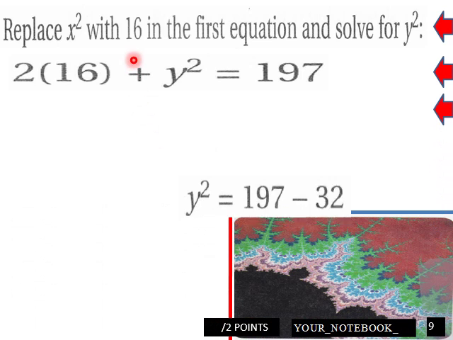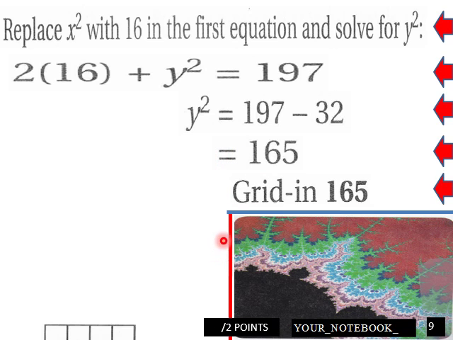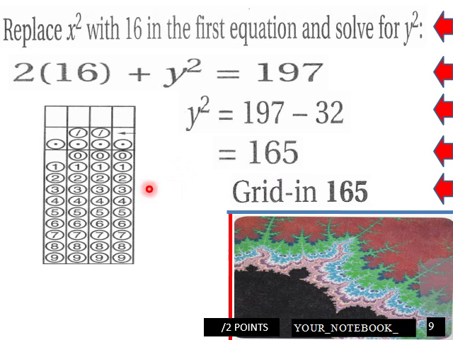Page 9, replace x squared with 16 in the first equation and solve for y squared. So we have 2 times 16 plus y squared equals 197. y squared equals 197 minus 32, which is 165. Grid in 165, not 4, so it'll be 1, 6, and then 5.